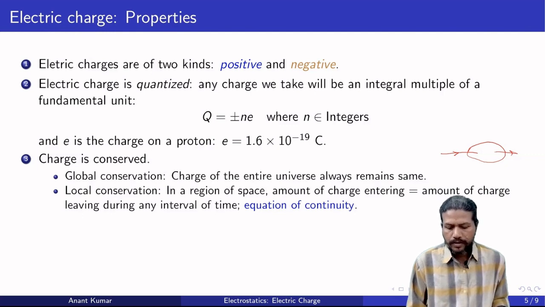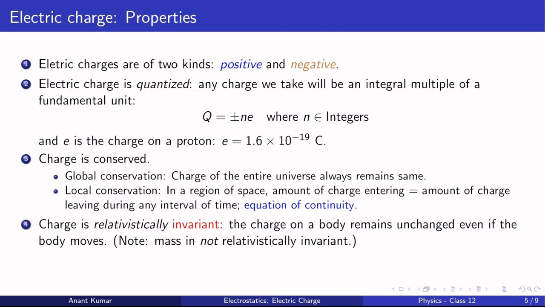The next property is the fact that charge is relativistically invariant. What it means is that the charge does not depend on whether it's moving or at rest. So whether the charge is moving or at rest, it will be the same. If somebody measures the charge of a body which has, say, 1 coulomb of charge, and some other person who is moving measures it, both will observe that the charge is 1 coulomb. That is the meaning of charge being relativistically invariant.